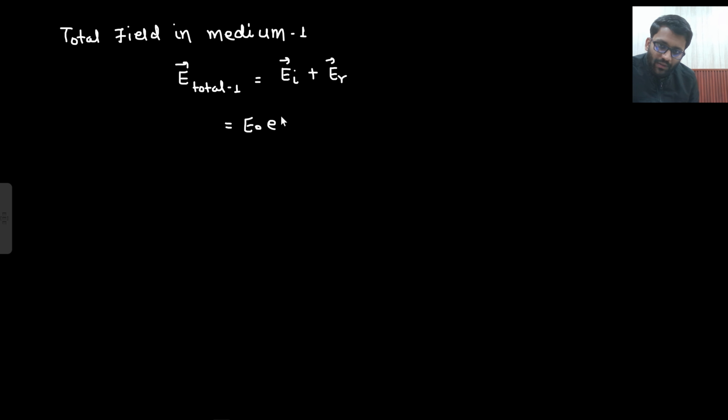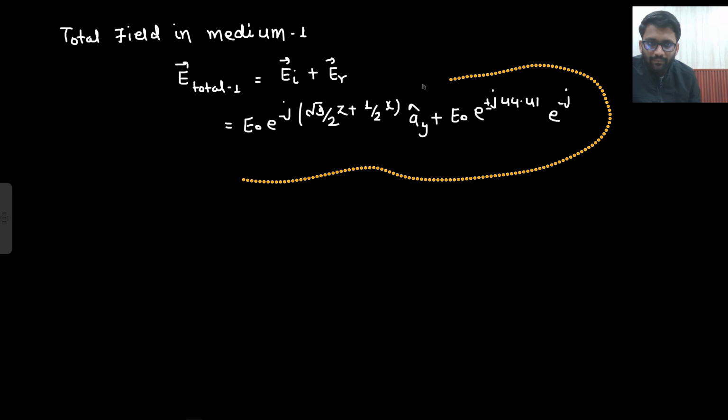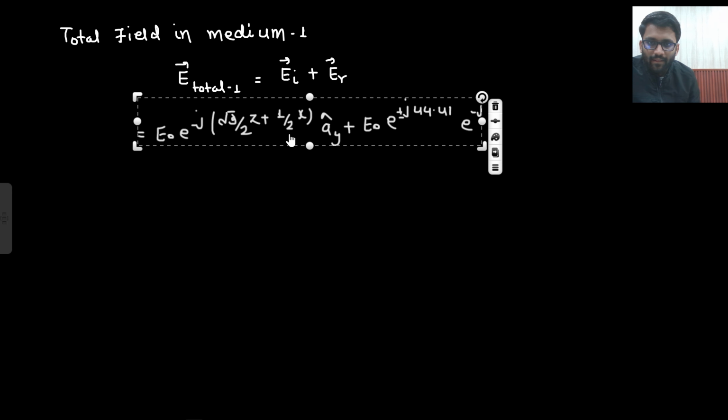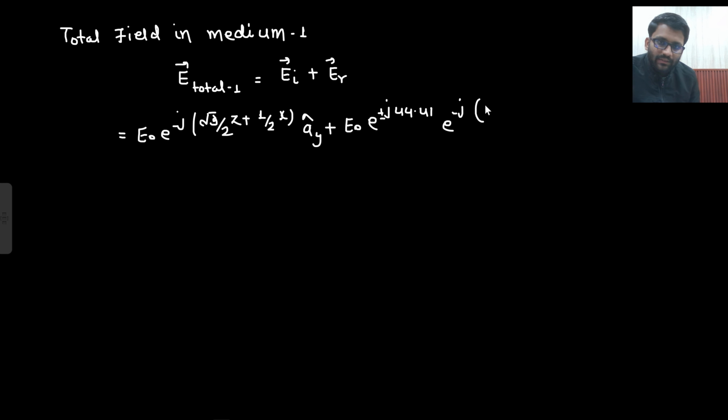E naught e to the power minus j root 3 by 2 z plus 1 by 2 x, ay cap, plus E naught e to the power, there is some phase 44.41, e to the power minus j. This will be negative and this will be positive only.